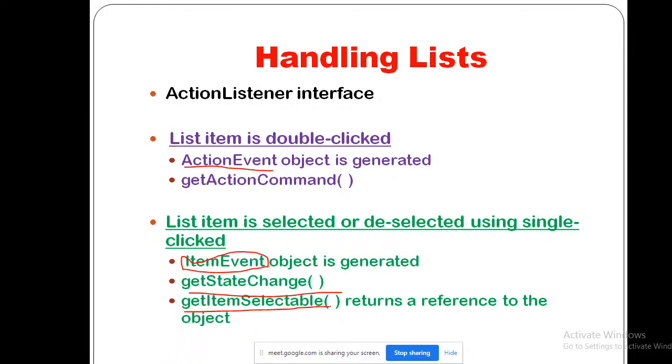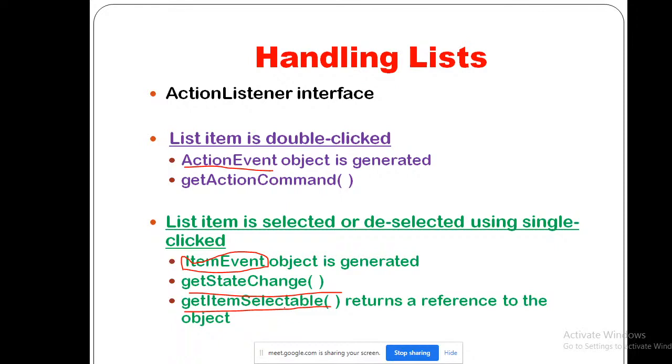So list can be handled in two ways. Either we can go with a single click or double click. When we go with double click, it raises the action event. When we go with a single click, it goes with the item event. When we go with the action event, we need to get it using getActionCommand. When we go with a single click, we can get the event using getItemSelectable.